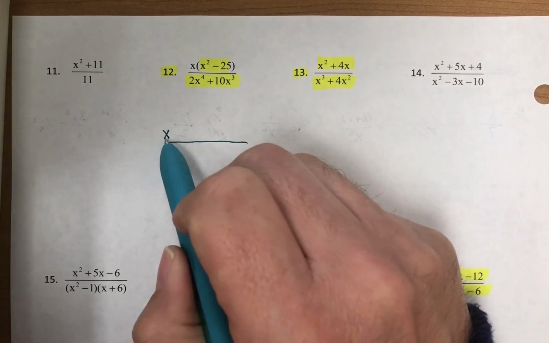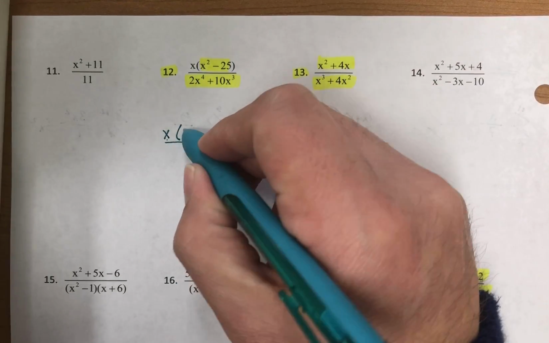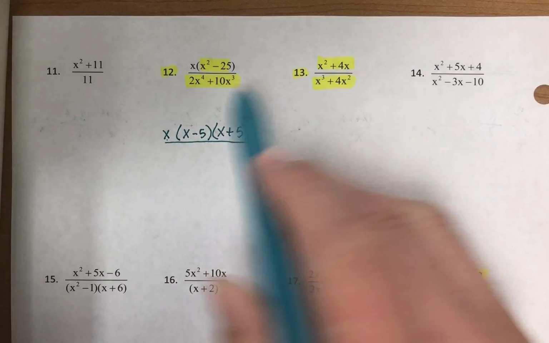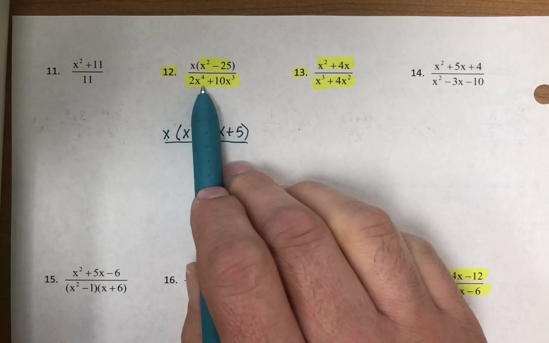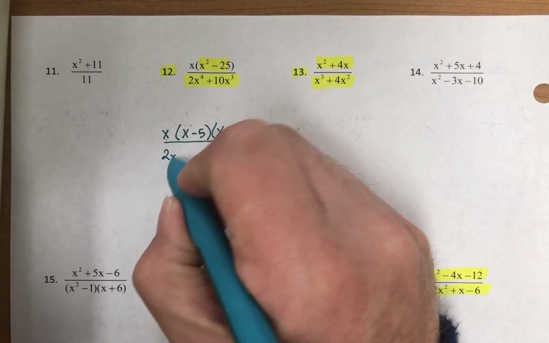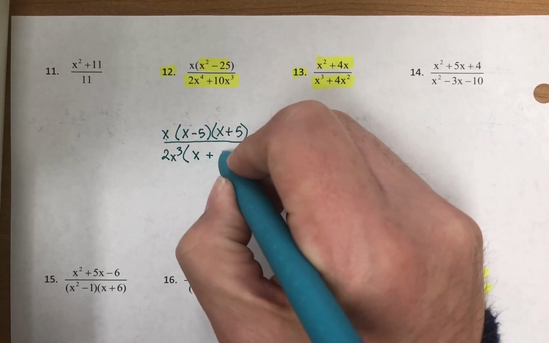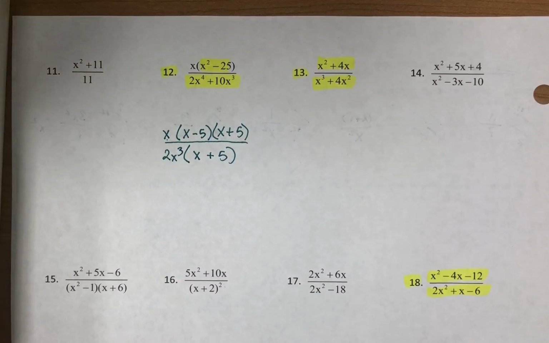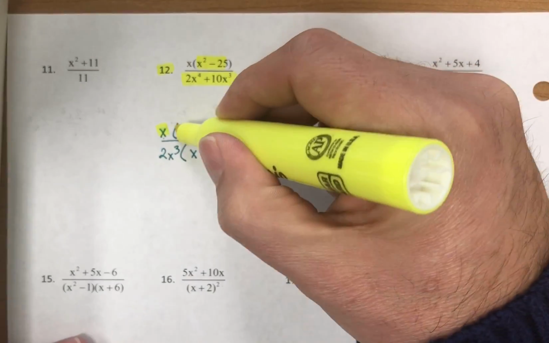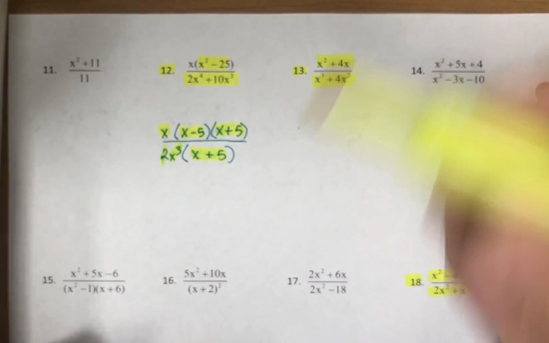So I have this x, don't need to do anything to that. Numerator, difference of squares, becomes x minus 5 times x plus 5. The denominator down here has a GCF of 2x cubed. So we go ahead and pull that out, and then I'm left with x plus 5. So how many factors do I have here now? 1, 2, 3, 4, 5, 6.